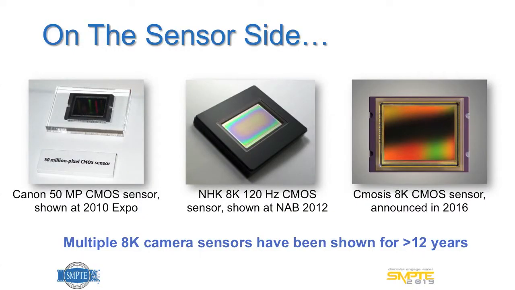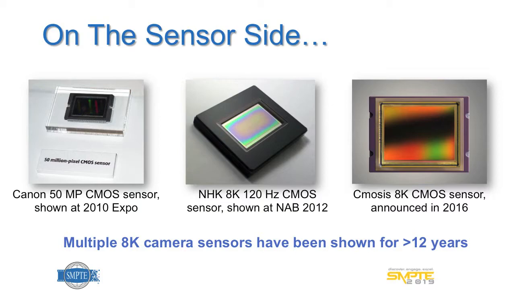And sensors, as far as camera sensors go, Canon showed a prototype 50 megapixel sensor at their 2010 Expo. 9 years ago. NHK showed 120 hertz CMOS sensor at NAB in 2012. Sumitomo showed their 8K sensor in 2016. So we've been seeing these sensors for the better part of 12 years.